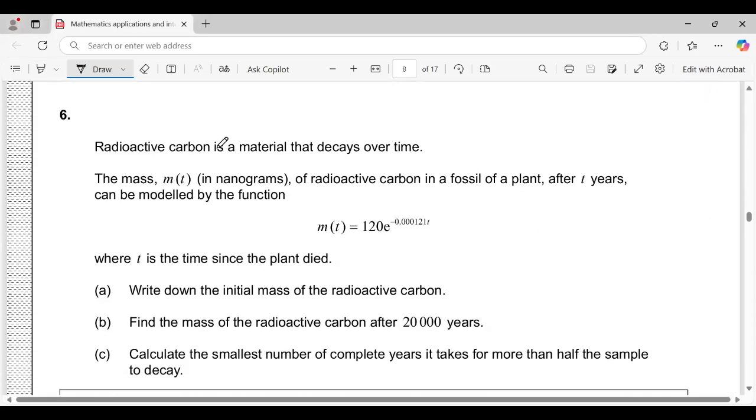Number 6. Radioactive carbon is material that decays over time. The mass M in nanograms of radioactive carbon in a fossil of a plant after T years can be modeled by the function where T is the time since the plant died. Write down the initial mass of the radioactive carbon.